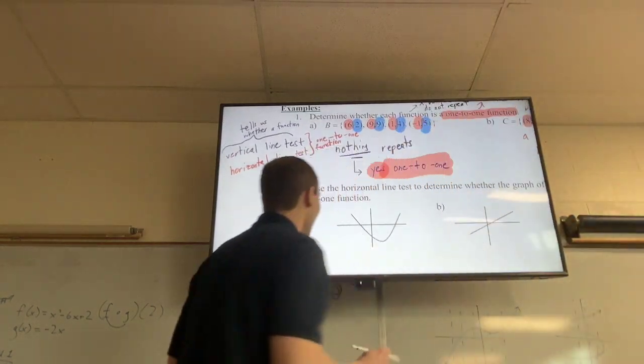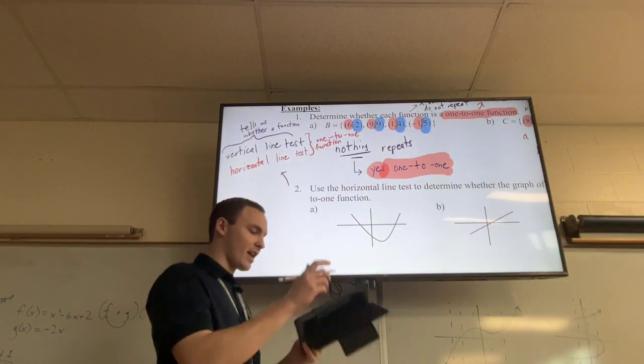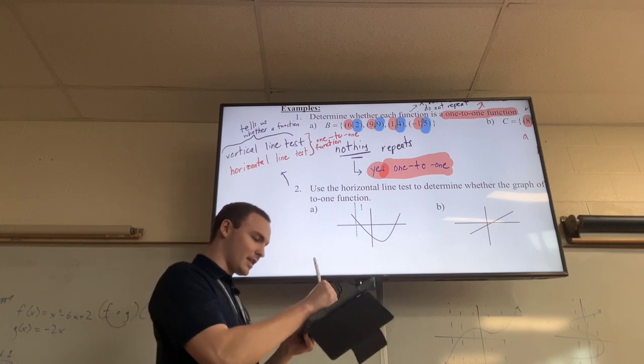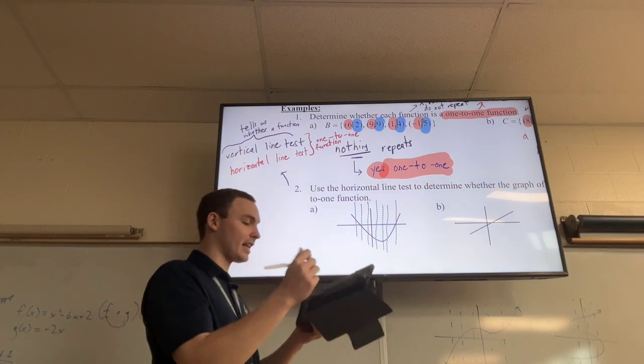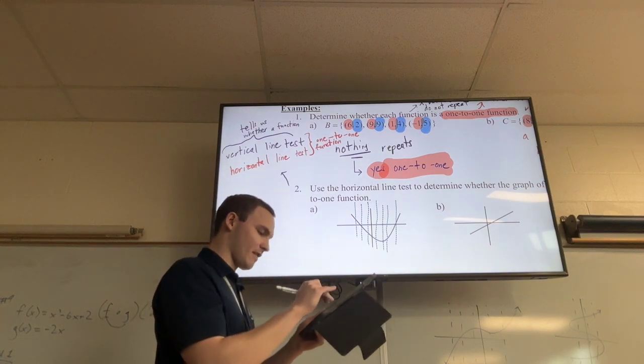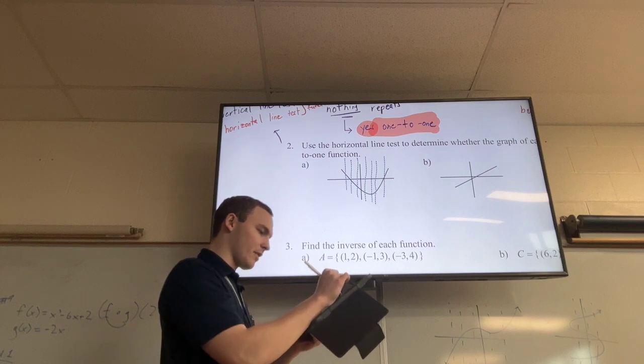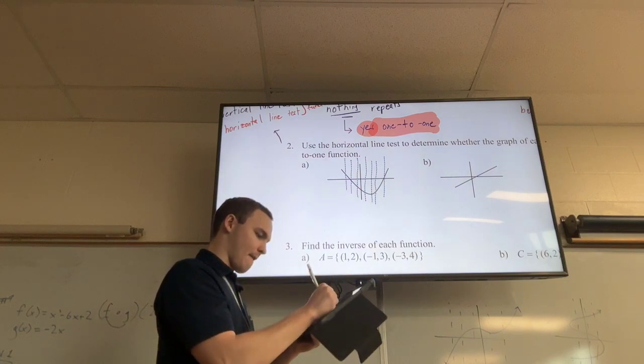All right, so let's do the vertical line test for this graph right here, okay? So I'm just going to draw a bunch of vertical lines. Does my graph ever pass through a vertical line more than once? No, so it passes the vertical line test, so it is a function. Yes, a function.